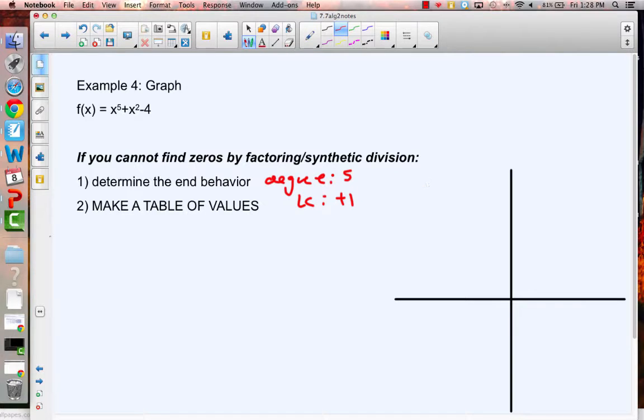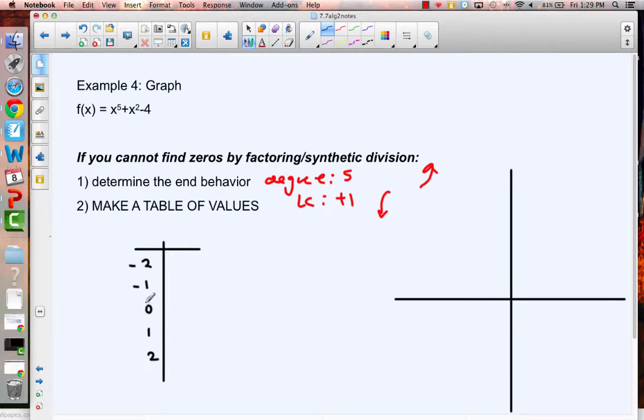So just like the last one, it's going to go up to the right and down to the left, and you can kind of draw that to yourself before you start plotting. And then I would just start making a table of values. So it doesn't really matter what you pick, but when you don't have anything to go off of, you're going to want to try to pick as many points as you can, maybe going from like -2 all the way to +2, just to get an idea of where your graph is.